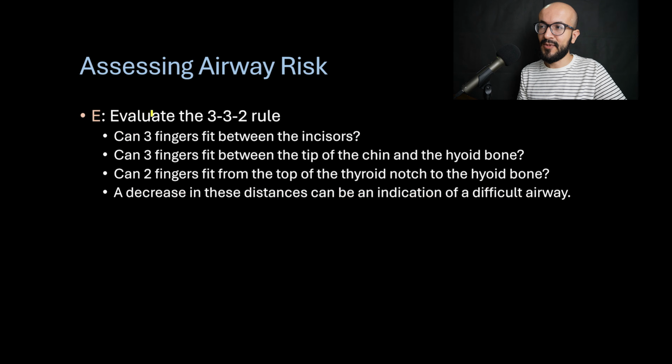Now the E in LEMON is for evaluation of the 3-3-2 rule. The 3-3-2 rule is about this. First, can 3 fingers fit between the incisors? And can 3 fingers fit between the tip of the chin and the hyoid bone? And can 2 fingers fit between the top of the thyroid notch and the hyoid bone? And a decrease in these distances can be an indication of a difficult airway.